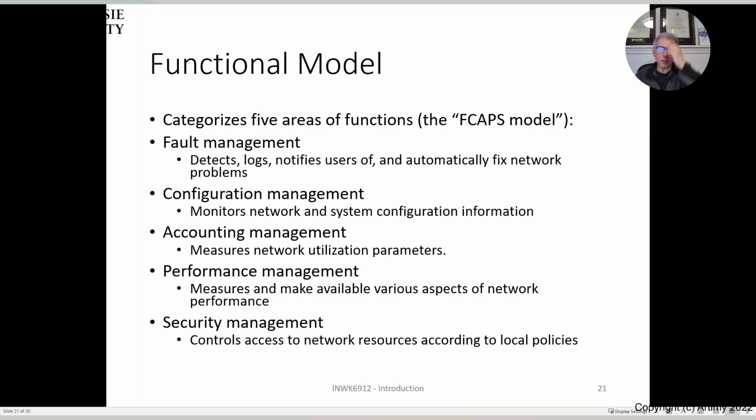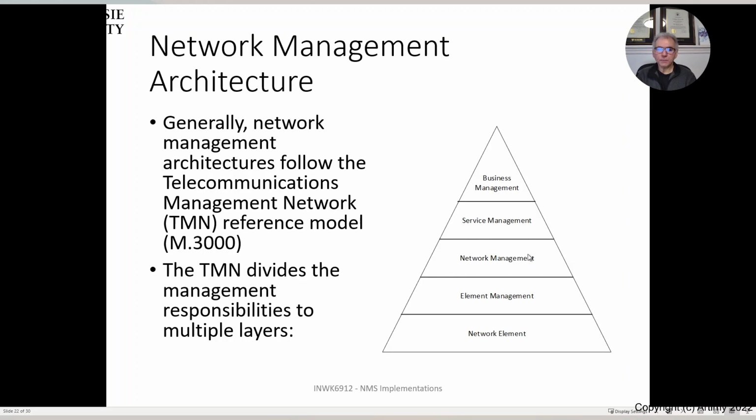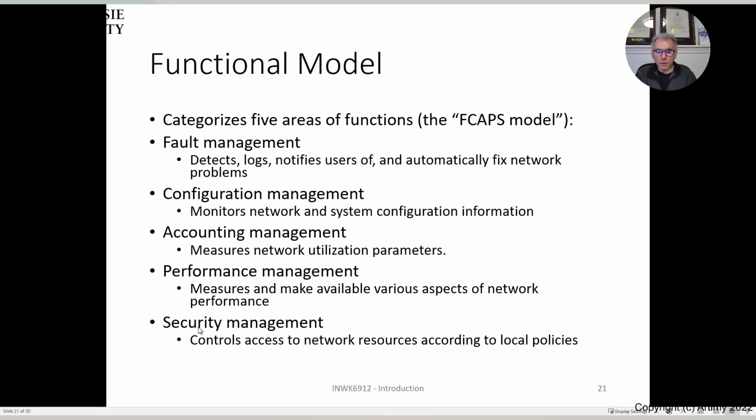So the functional areas are fault management, configuration management, accounting management, performance management, and security management. The way I memorize them is the FCAPS, right? So FCAPS is the way. And we will talk about these in detail in a separate lecture, extensively.